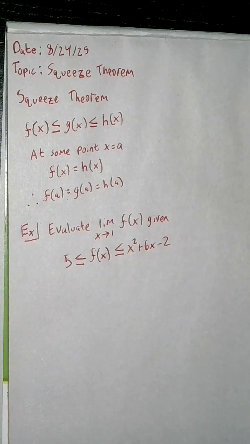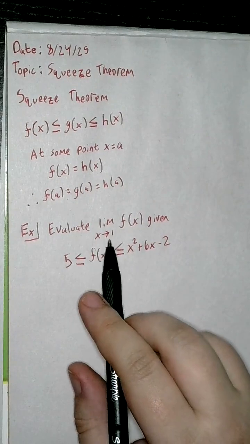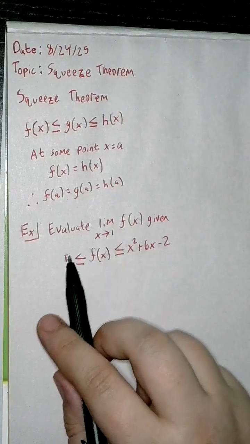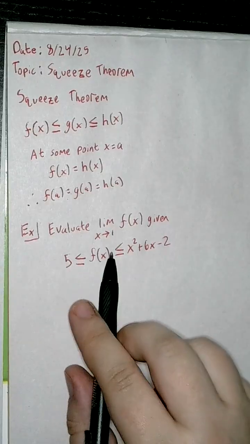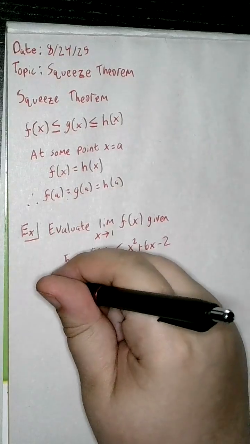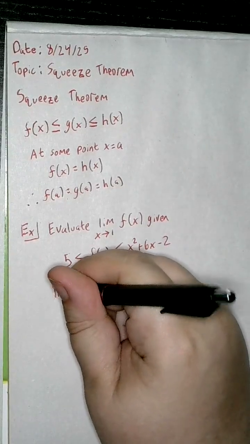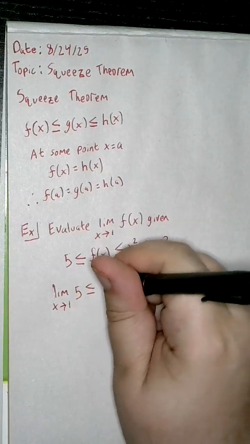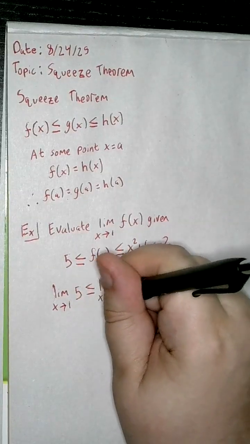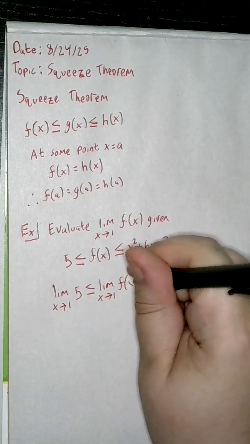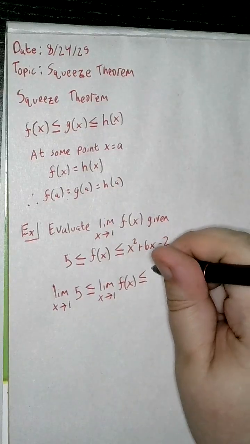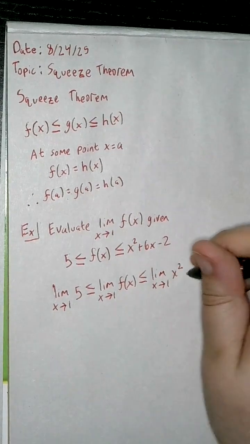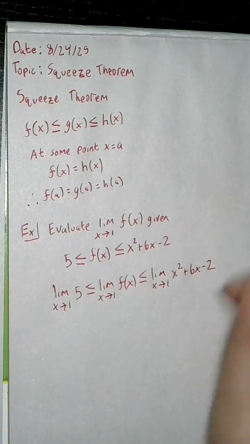So, how would I determine this limit using the squeeze theorem? Well, I don't know what f of x is, but I know whatever it is, x is approaching 1. So what I'm going to do is take the limit of all three of these expressions. Limit as x approaches 1 of 5 is less than or equal to the limit as x approaches 1 of f of x, which is less than or equal to the limit as x approaches 1 of x squared plus 6x minus 2.